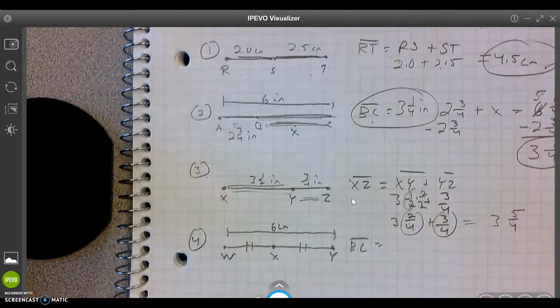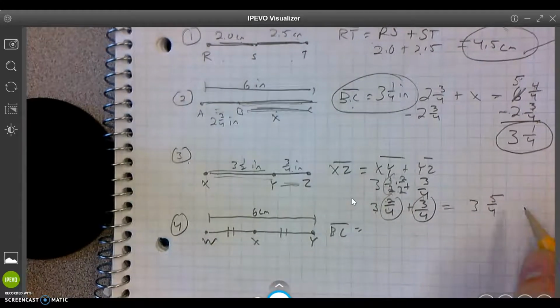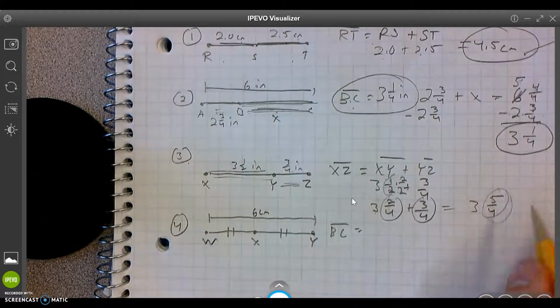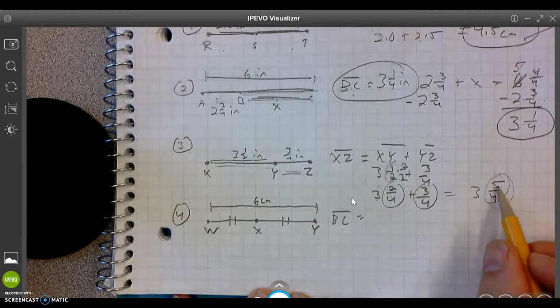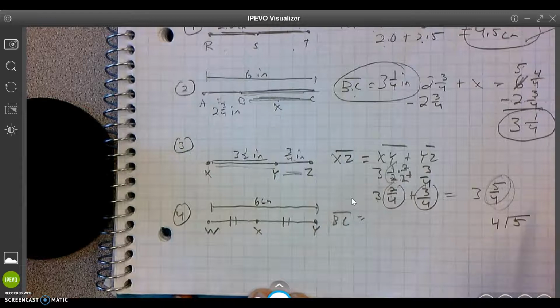Okay, we can't leave it like this because this is a mixed number with an improper fraction. That's not cool. So what I'm going to do is this. See 5/4? So this is what you do. I do a little horse and cowboy action. So 4 goes into 5 once.